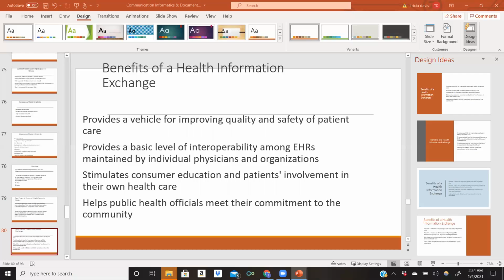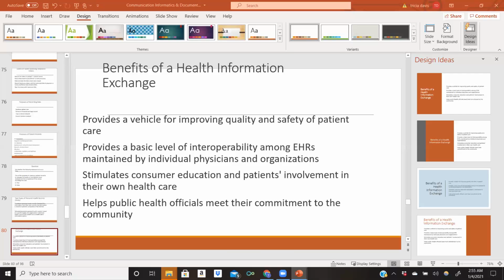The benefits of a healthcare information exchange include providing a vehicle for improving quality and safety for those patients and the care we provide. It provides a basic level of interoperability among EHRs maintained by individual healthcare providers and organizations. It stimulates consumer education in patients and involves them in their own healthcare, which is probably, in my opinion, one of the best benefits, because we want patients to be active in their own healthcare.